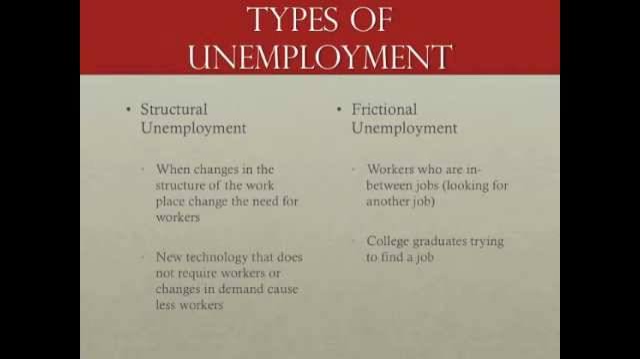Also, let's say you work somewhere for a long time and now they require college degrees. If you don't have a college degree and you get laid off, that would be structural unemployment. The second type is frictional unemployment. Frictional unemployment is workers who are in between jobs. So basically that time period when you're looking for a job. Also factored into frictional unemployment are college graduates who are trying to find a job.